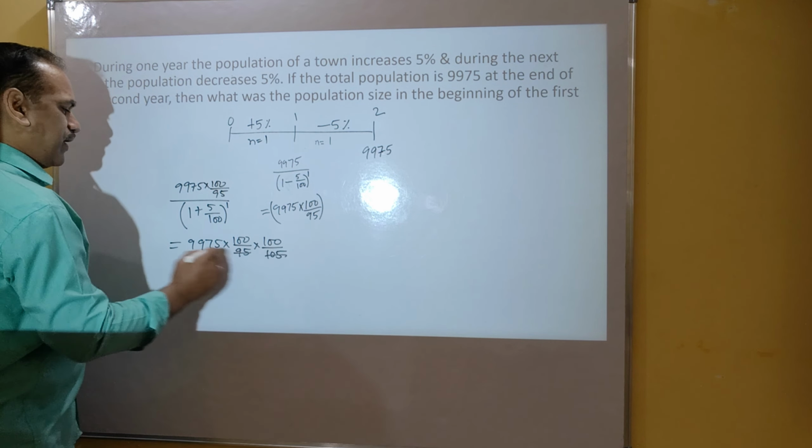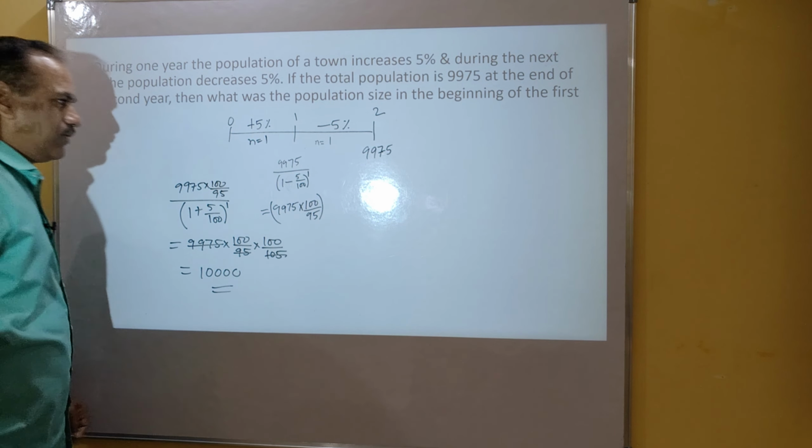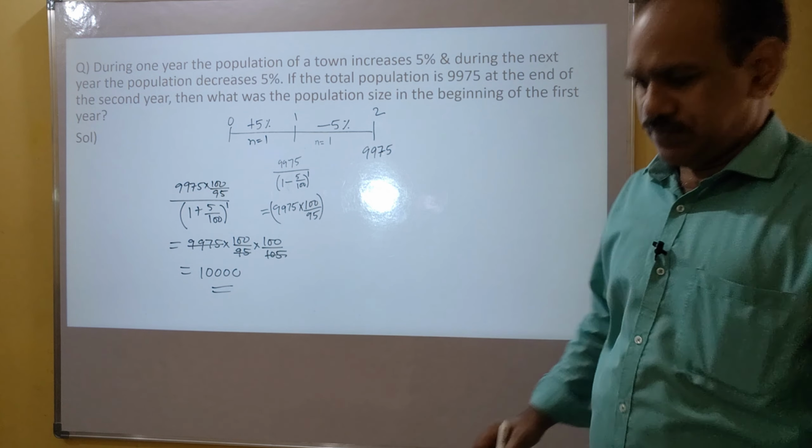So 95 into 105 is 9975. The answer is 10,000. So in the beginning of the first year, the population was 10,000.